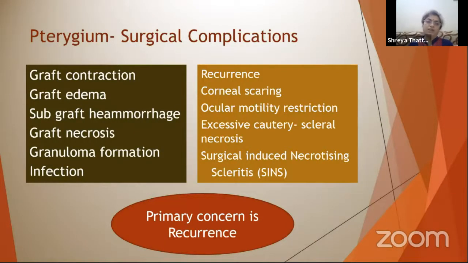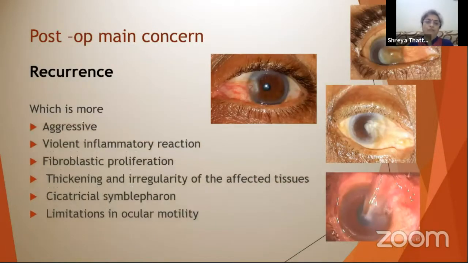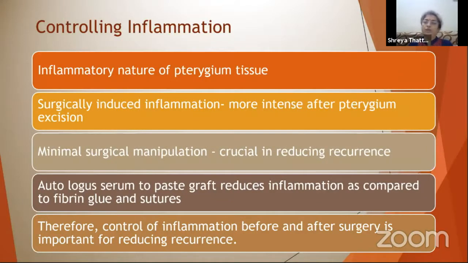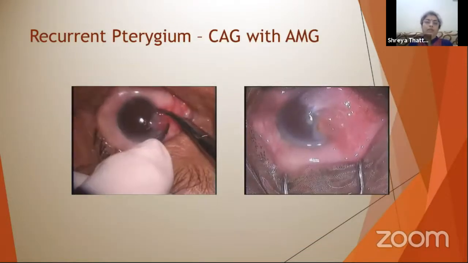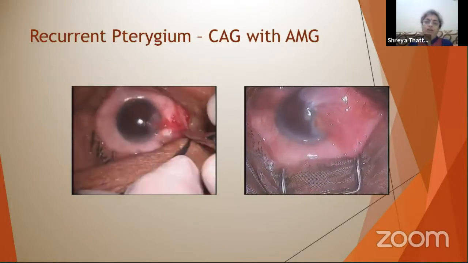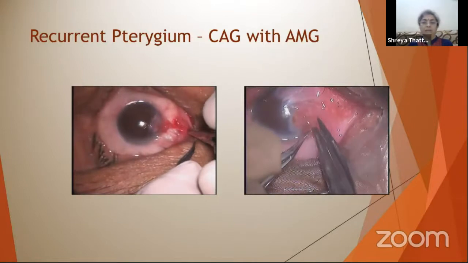In pterygium surgery, the main concern is recurrence. Whenever there is recurrence, it is always very aggressive, with violent inflammatory and fibroblastic proliferation. So in such recurrence, we need to reduce the inflammation. We can reduce surgically induced inflammation, which is in our hands, by minimal surgical manipulation. We can use autologous serum to paste the grafts, as it reduces more inflammation than the fibrin glue and the sutures. So in recurrent pterygium, I always prefer amniotic membrane along with the conjunctival limbal autograft.